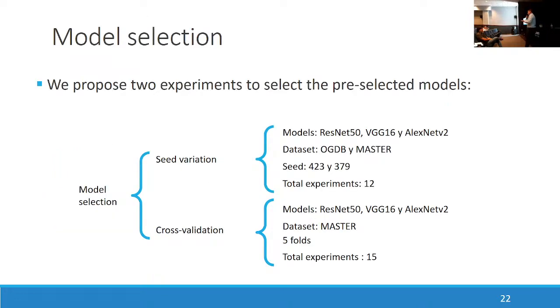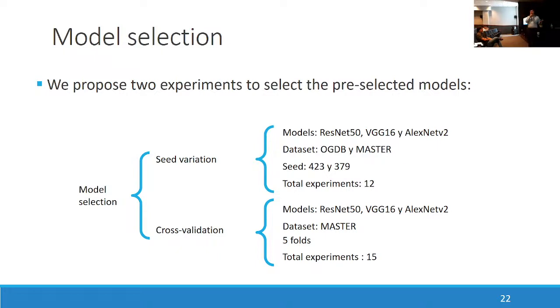Well, we got 3 models. We need to select one of them for the classification task. So we propose 2 methodologies for picking the model: seed variation and cross-validation. With seed variation, we will take the 3 models trained with both datasets, the OGDB and the Master, changing the seed for every dataset. So we have a total of 12 experiments.